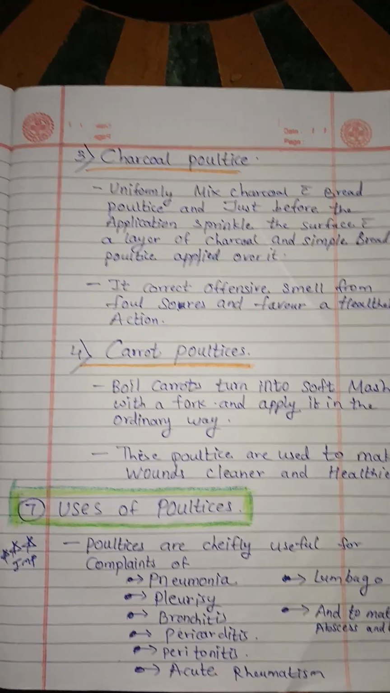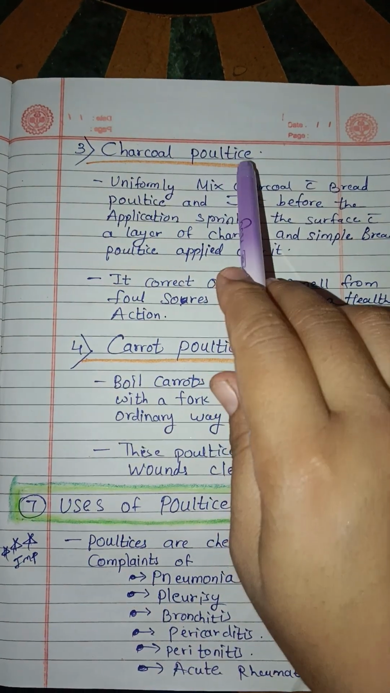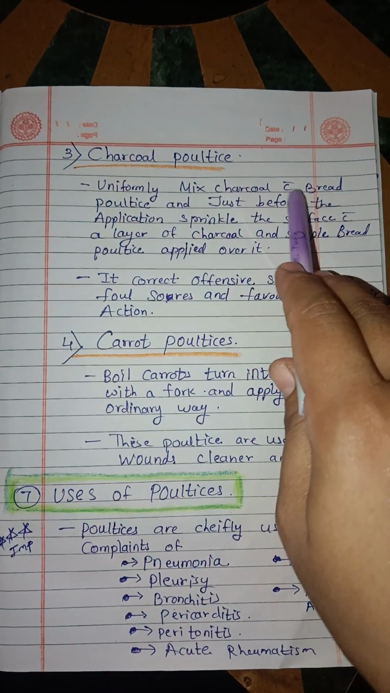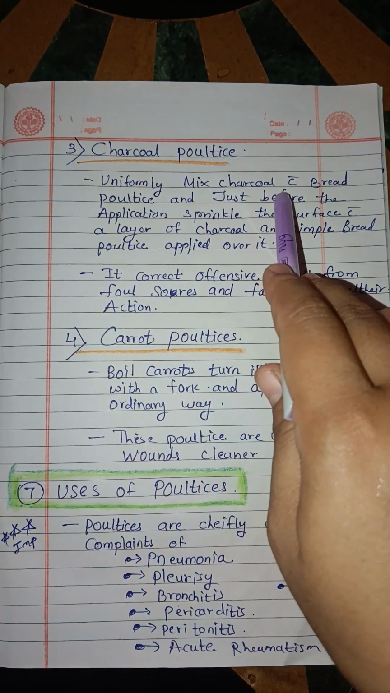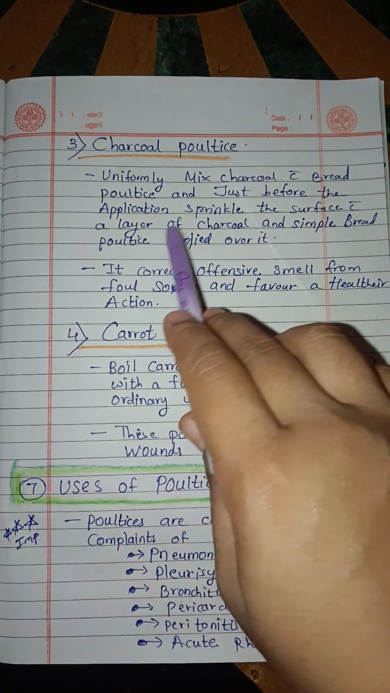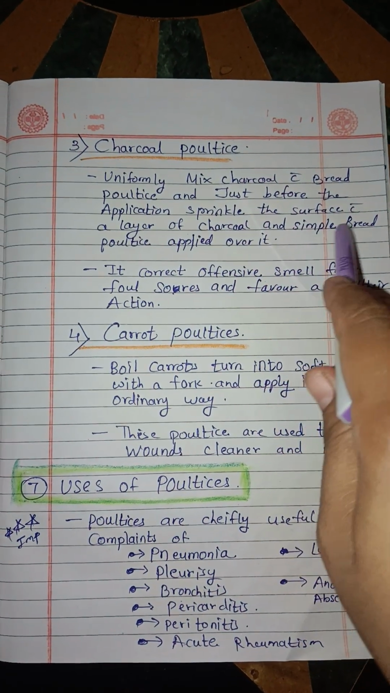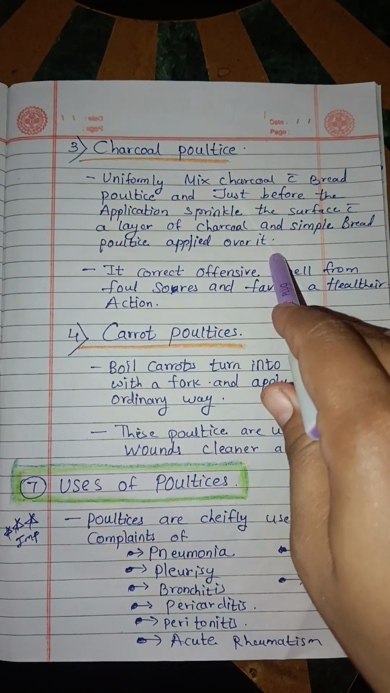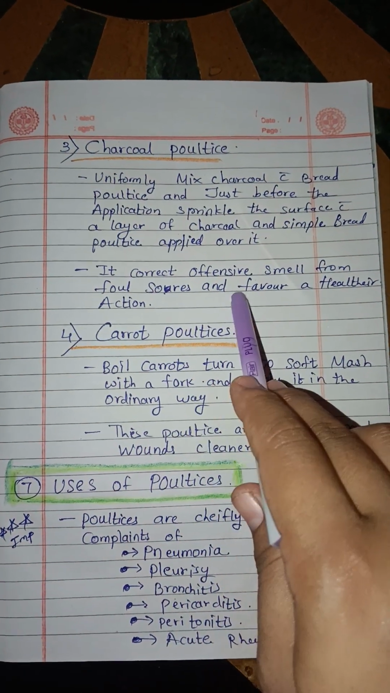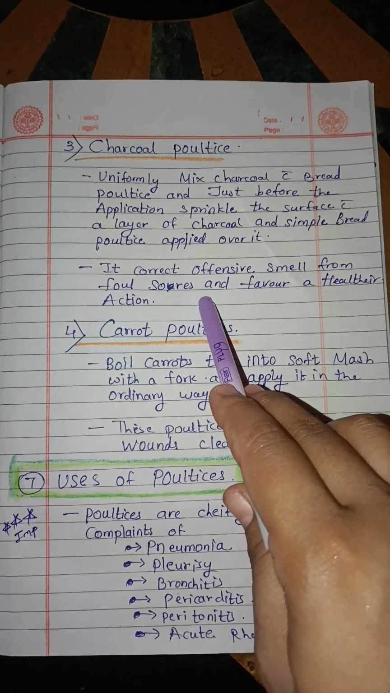Okay. The next type or variety of poultice is charcoal poultice. Uniformly mix charcoal with bread poultice, and just before the application sprinkle the surface with a layer of charcoal and a simple bread poultice applied over it. It corrects the offensive smell from foul sores and favors healthier action.